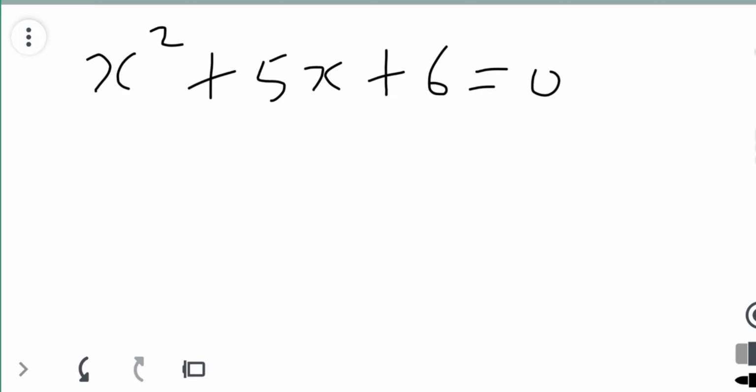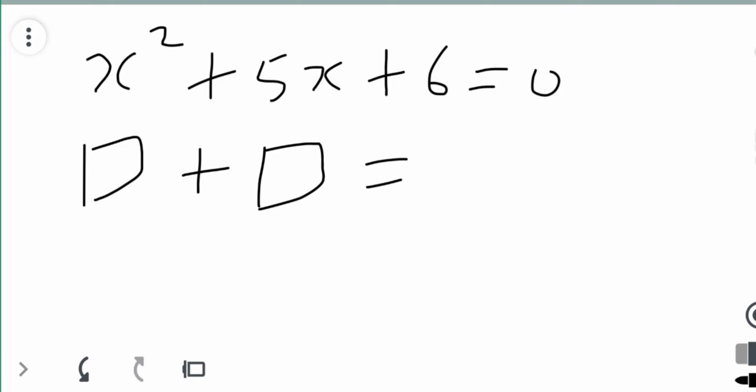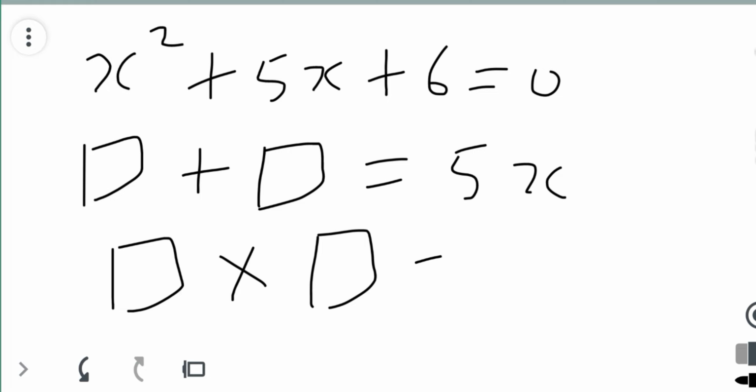So we said x squared plus 5x plus 6 equals 0. Don't forget that we need two numbers that when you add them together, you get 5x, and those same two numbers, when you multiply them together, you get 6x squared. So let me use my box. Box plus box equals 5x, which is the one at the middle, and box multiplied by box equals 6x squared.